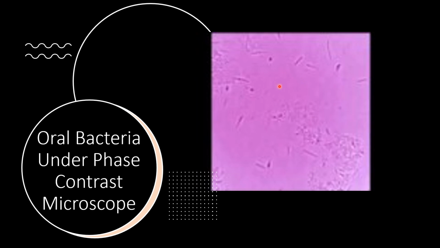Oral bacteria under a phase contrast microscope. Some offices do currently have these, and so what you do is you use your instrument, you grab some of that bacterial plaque, and you can place it on the slide, and you put it underneath the microscope, and the patient can actually see it on the computer screen, and they can see all the bacteria swimming in that bacterial plaque.